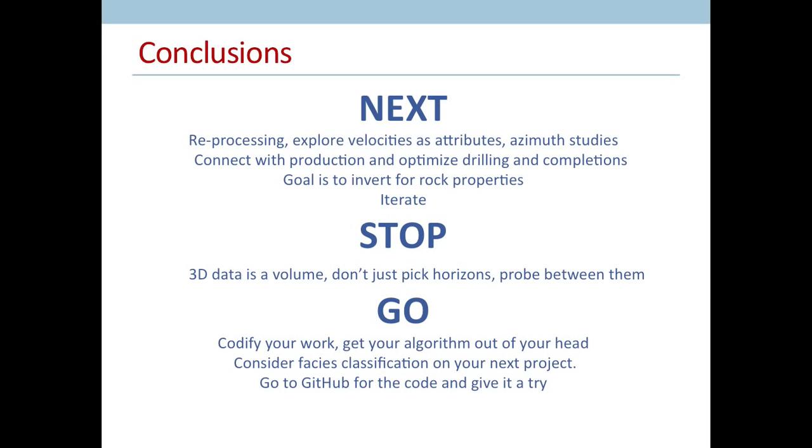I say stop yourself from making surfaces from rich 3D data. If you're picking reflection events, at least use them as boundaries to probe in between with attributes. And if you're using this word interpretation, really describe what you're actually doing. Whenever possible, try to make your interpretive work into an algorithm. Get it out of your head, get that instinct and that gut feel that you have into an algorithm and share it with people. I think you'll find that there's new creative challenges with doing this, and you'll be a lot more useful for people.